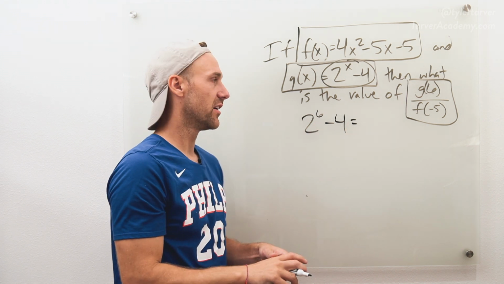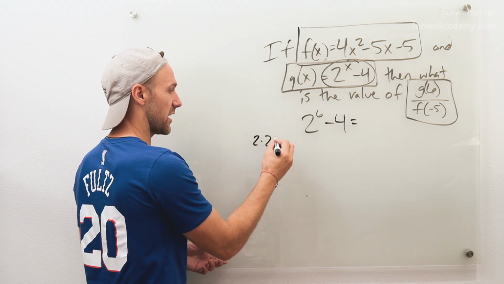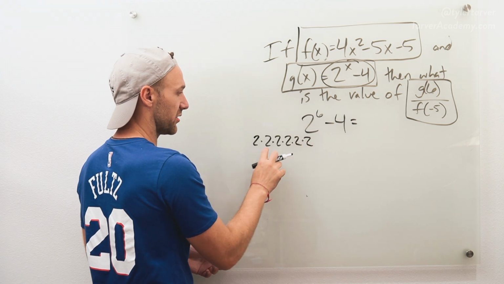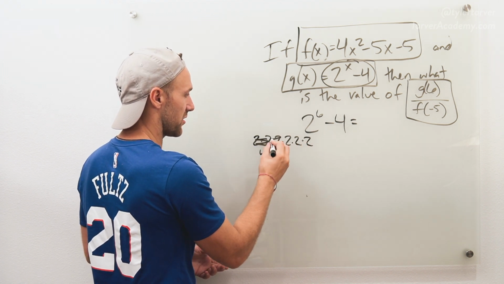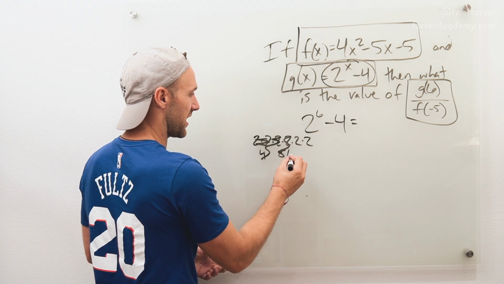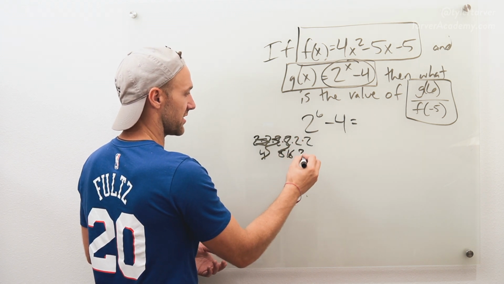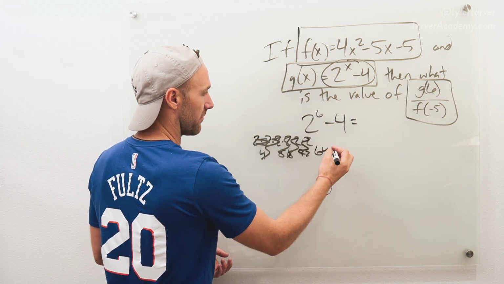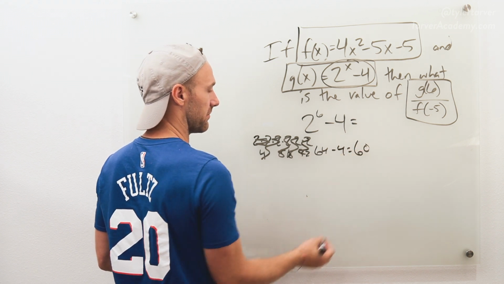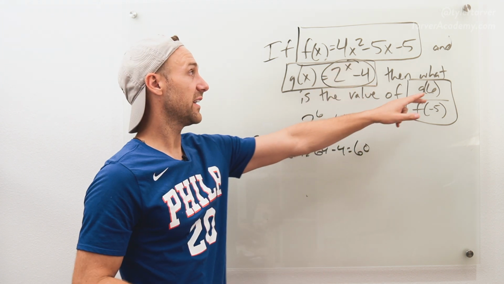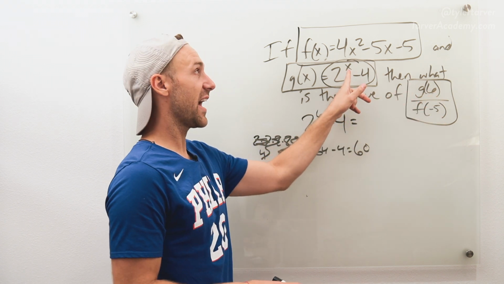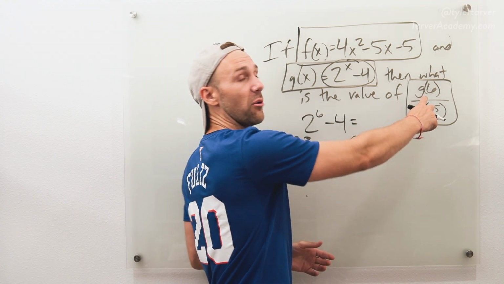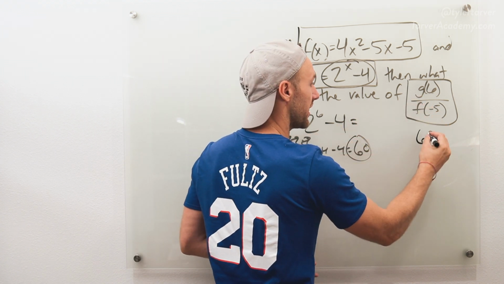So 2 to the 6th power, so it'd be 2 times 2 times 2 times 2 times 2. I need 6 2's, boom. So 2 times 2 is 4, 4 times 2 is 8, 8 times 2 is 16, 16 times 2 is 32, 32 times 2 is 64. So that's 64 minus 4 equals 60, okay? Now, that means that when I plug 6 in, g of 6 actually equals 60. So I know my top number over here is gonna be 60.